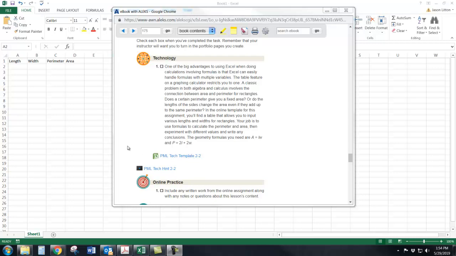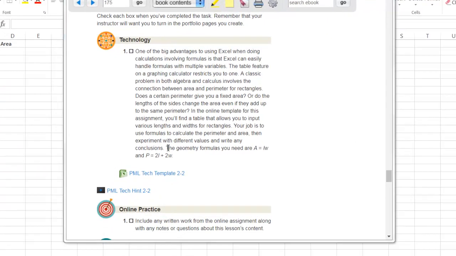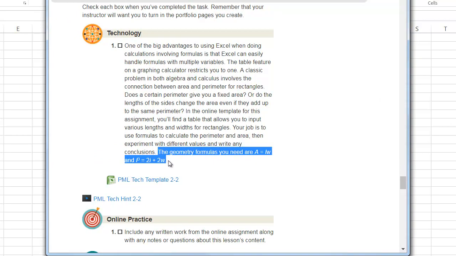In our fourth portfolio, the objective is to use two cells, so for example A2 and B2, to make calculations with them. When we look over here in the textbook, we can see that our formulas are given for us, so that's easy. All we got to do is type them in there. So let's get to it.